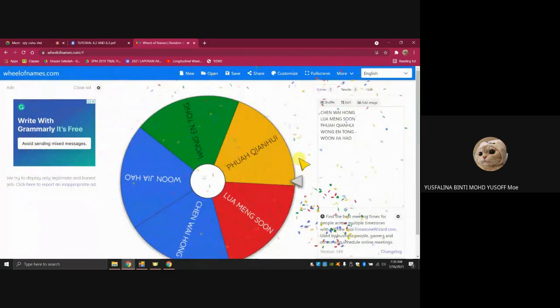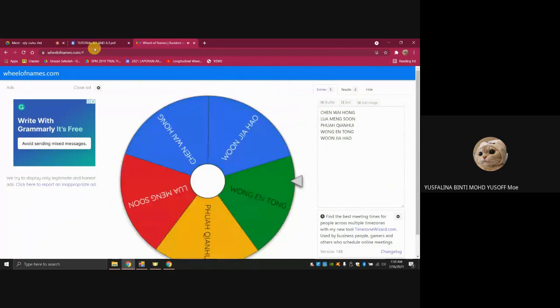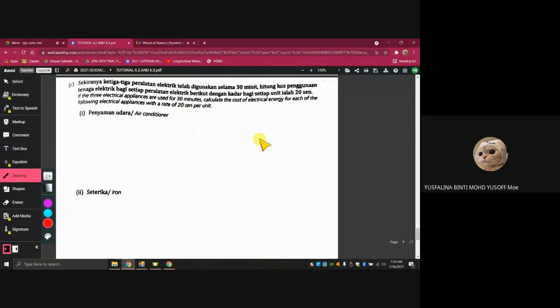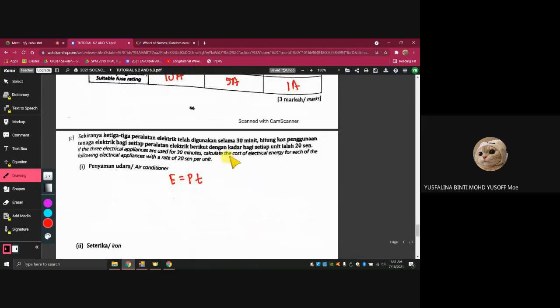Okay, Pua Qian Hui, what is the answer for C1? It asks you to calculate the electrical energy. So you use the formula E equals PT, right? So what is the power here? Refer back to the table here. The power is 2000, and the time here is 30 minutes.